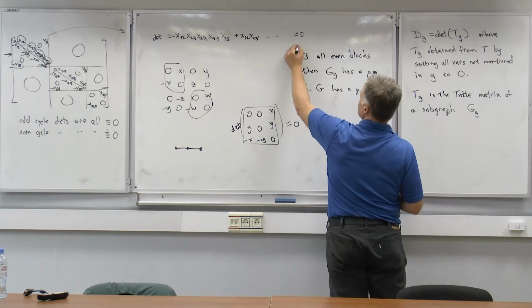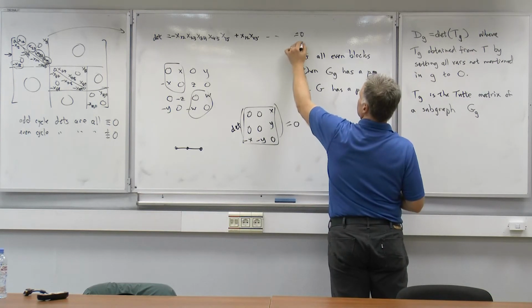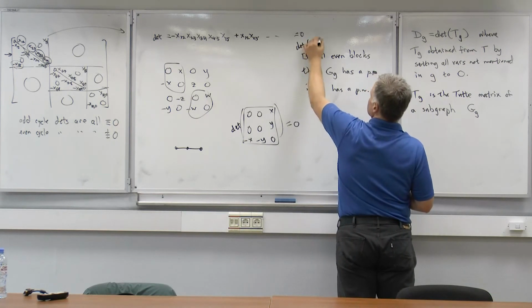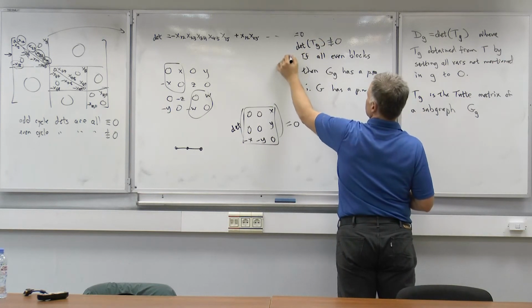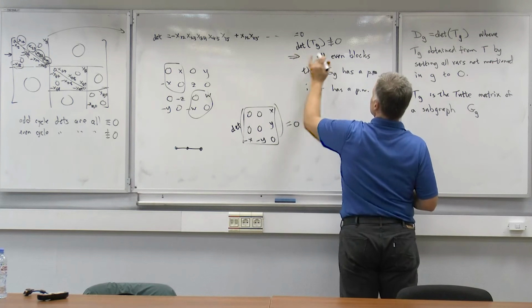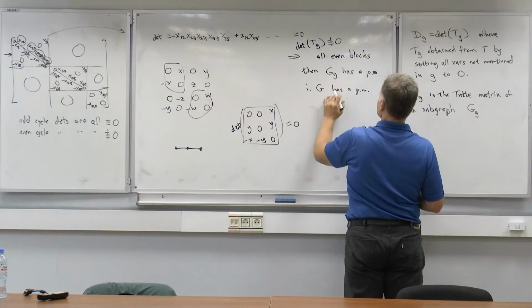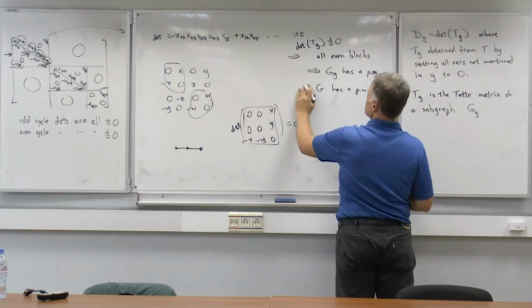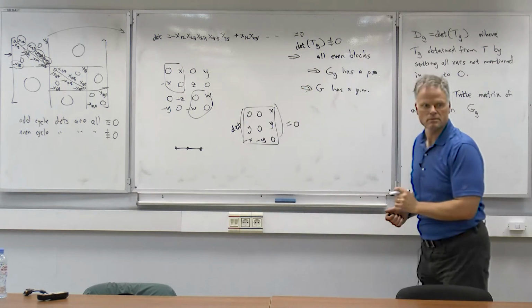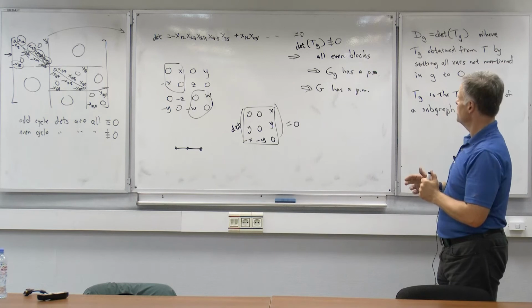It says that if the determinant of TG is not equal to zero, then this is true, and then this is true, and then that is true. Actually, in both directions. Both directions, yeah.